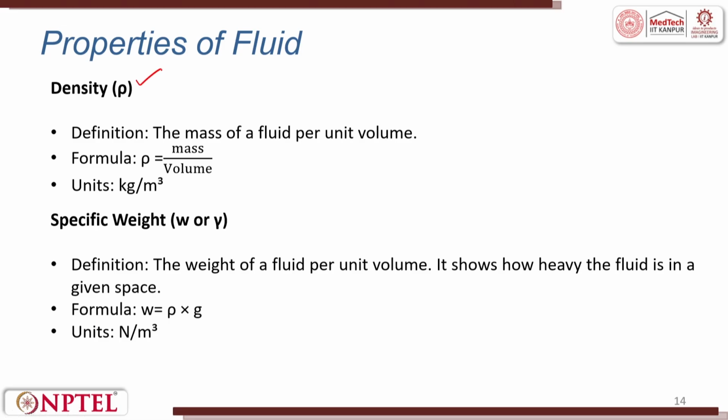To recall, what is density? That is rho. Density is anyway mass per unit volume, that is mass of the fluid per unit volume. Its units are kilograms per meter cube. Then we have specific weight, which is W or gamma. Definition: the weight of the fluid per unit volume. It shows how heavy the fluid is in a given space. That is W is equal to rho into G, which is given in newtons per meter cube.